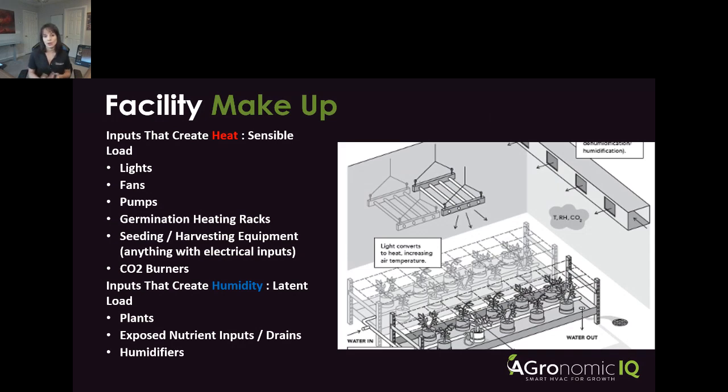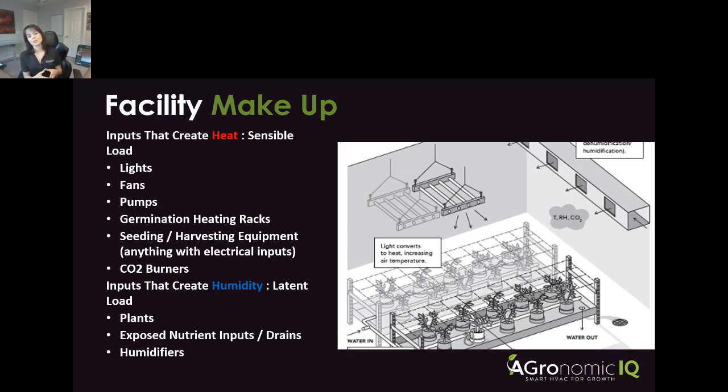Seeding equipment, harvesting equipment, and CO2 burners. That's all putting heat into this space, and that all needs to be taken into account when you're doing the calculations of what that heat load is in the space and what your HVAC equipment needs to handle in order to keep that good room environment.